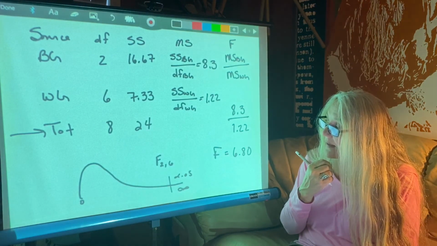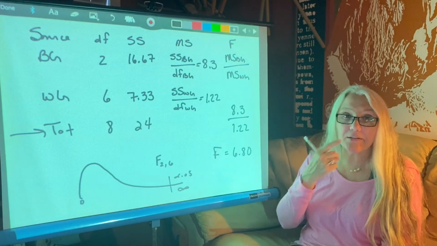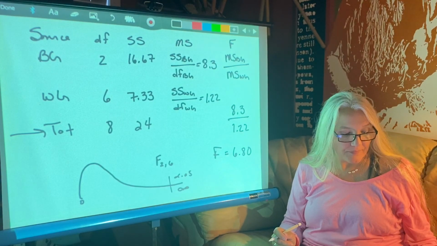And we're going to find that in the critical values of the F distribution. So now we need to go get your F table and bring it back to us so we can look it up.